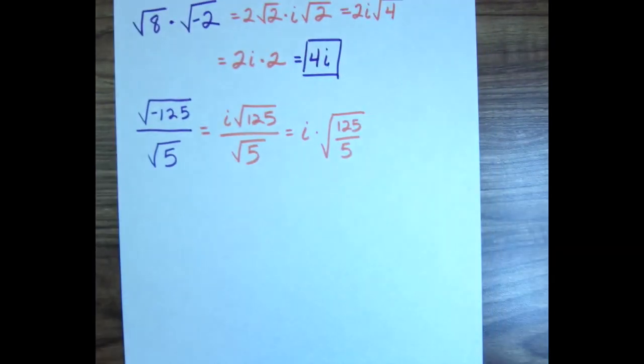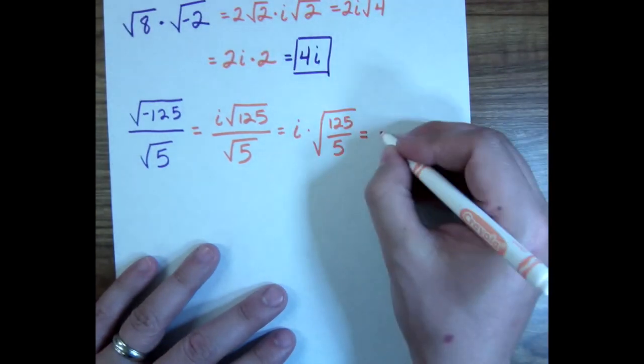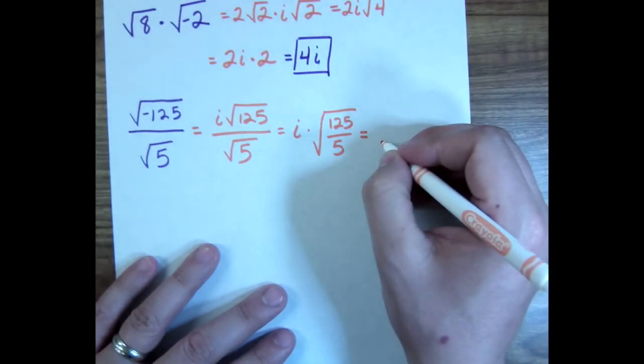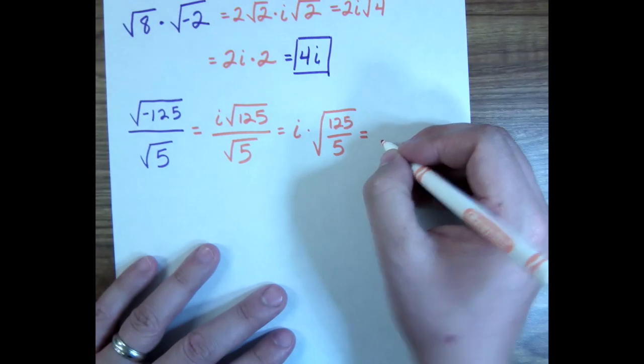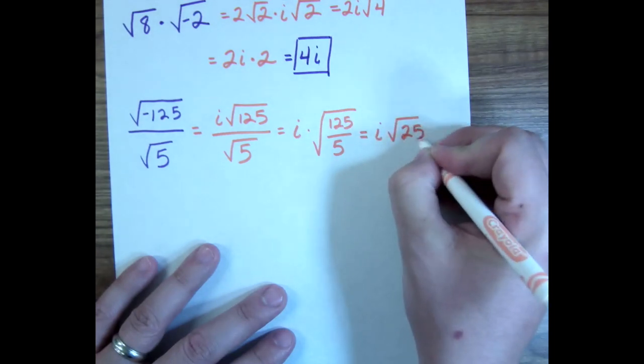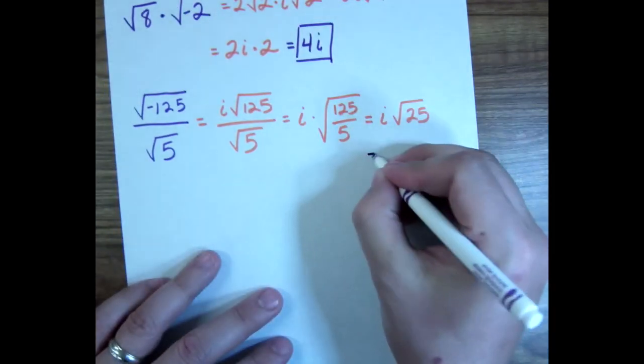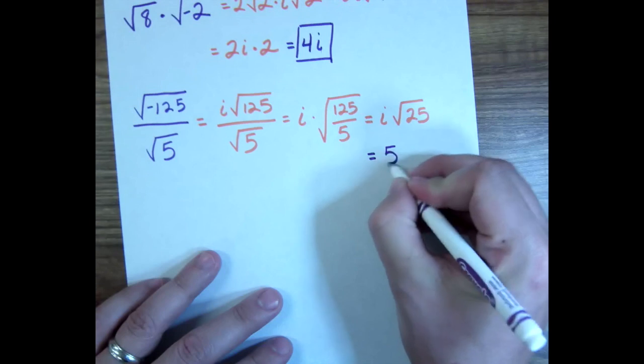And that's helpful to us because what's 125 divided by 5? 25. What's the square root of 25? 5. So 5i.